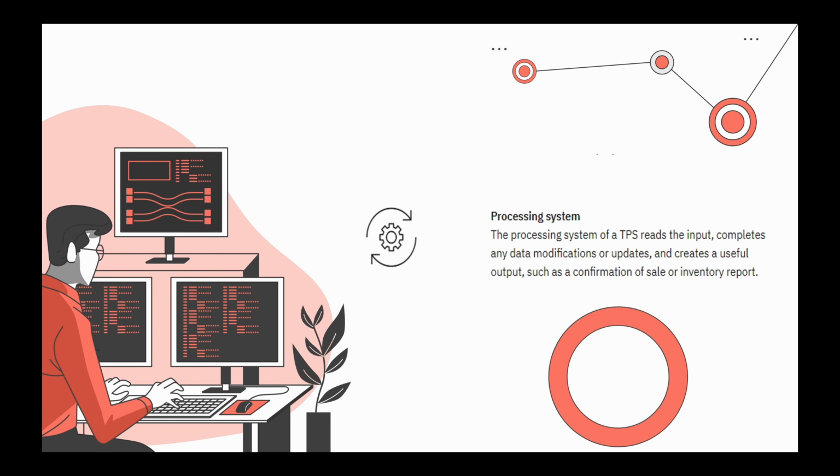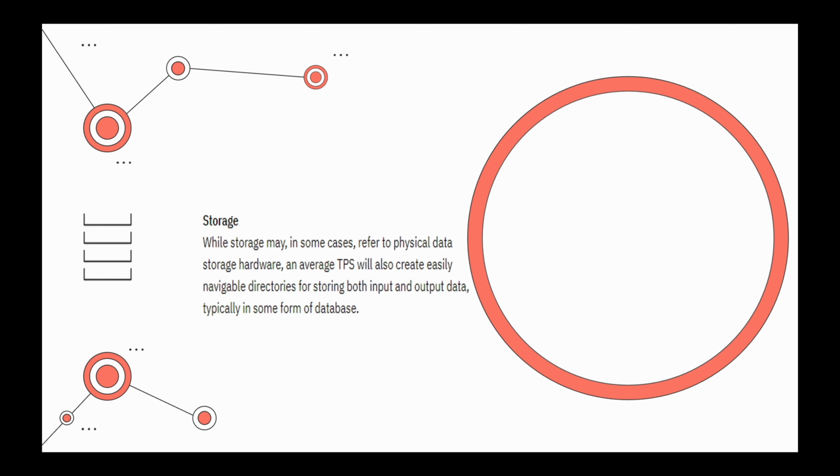And the next is the processing system. The processing system of a TPS, with the inputs, completes any data modifications or updates and creates a useful output such as confirmation of sale and inventory record. The next is the storage. While storage may in some cases refer to physical data storage hardware, on average, TPS will also create easily navigable directories for storing both input and output data, typically in some form of database.